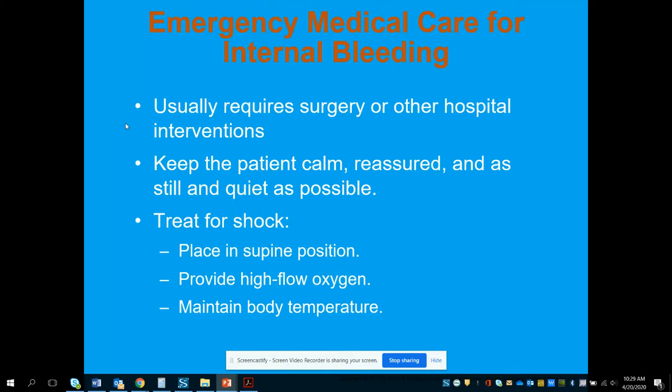Provide high flow oxygen if they're having dyspnea, and then focusing on maintaining body temperature and then rapid transport. So again, please make sure that you watch the hemorrhage control videos. And again, there's going to be one of me performing the hemorrhage control skills, and then also I'm going to post one that is talking about wound packing. You need to watch both and be familiar with those processes for when we are back on campus.